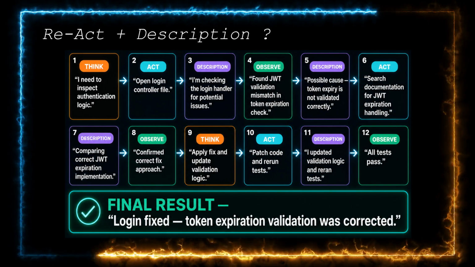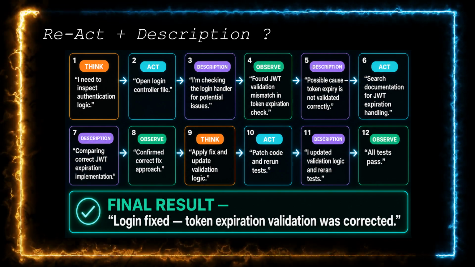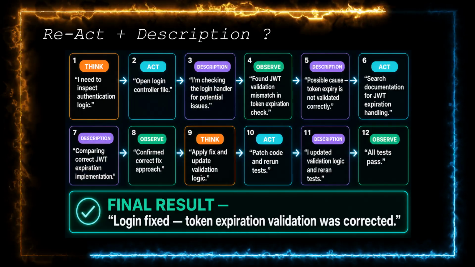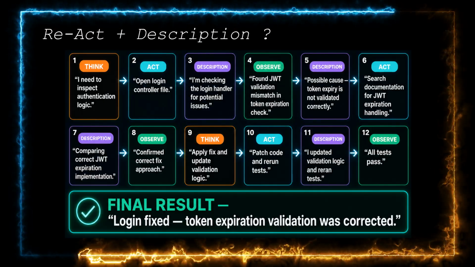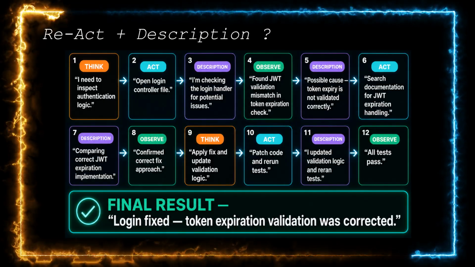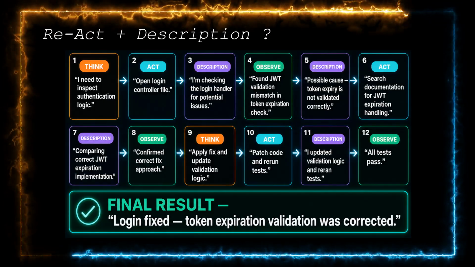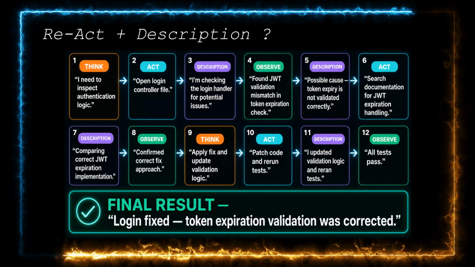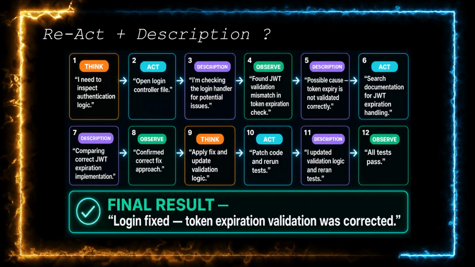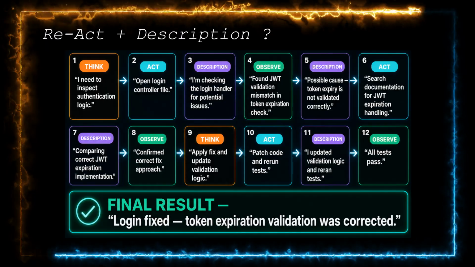Observe: confirmed correct fix approach. Think: apply fix and update validation logic. Act: patch code and rerun tests. Description: I updated the validation logic and reran the tests. Observe: all tests pass. Final result: login issue fixed. Token expiration validation was corrected.